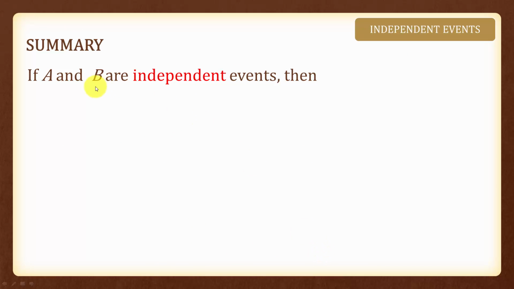In summary, if events A and B are both independent events, then the probability of getting A and B will be equal to the probability of A times the probability of B. And that's all for this topic.